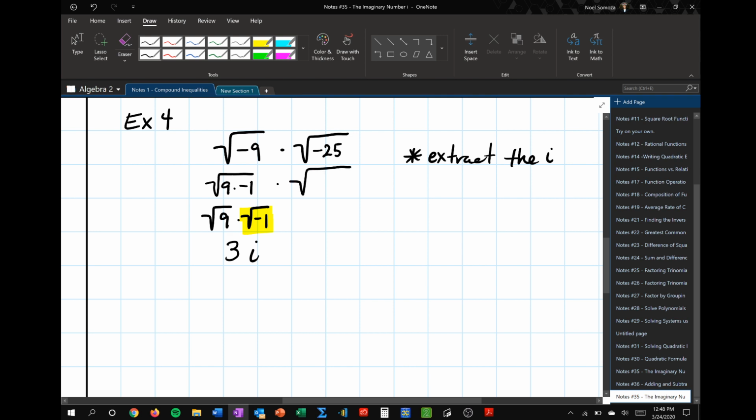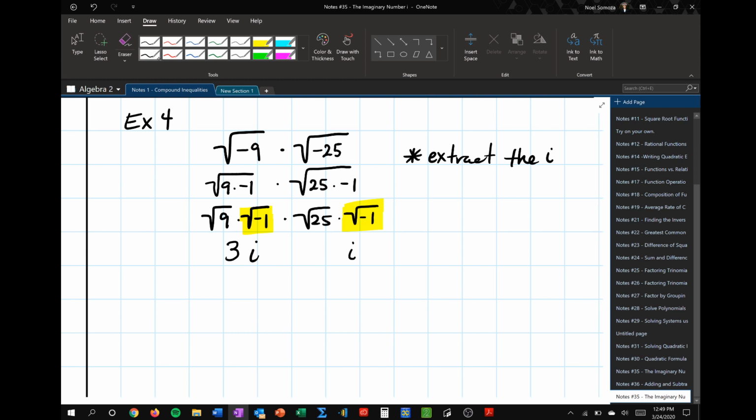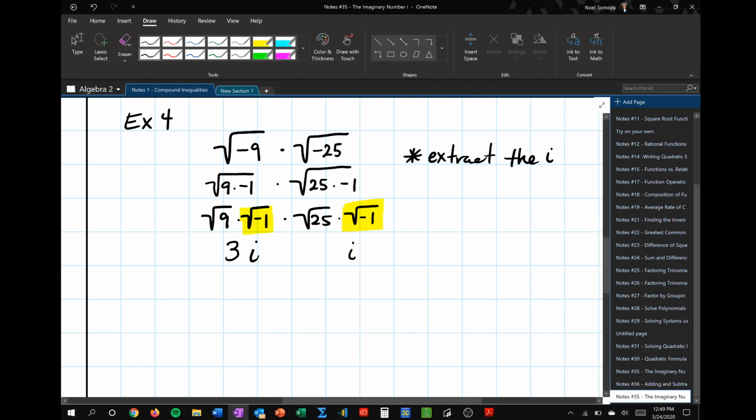Alright, now we do the other side. So here we have the square root of 25 times -1. So now we have the square root of 25 times the square root of -1. Again, we identify that this can be rewritten, so we write this as I. And then the square root of 25, that's also pretty easy. That's 5. So now you have a product between these 2 things.